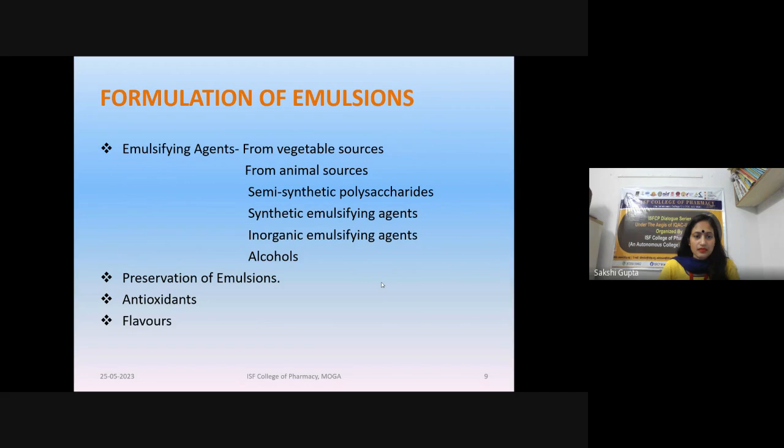For preservation of the emulsion, we have to add some preservatives also. In case of preservation, we will use methyl paraben and propyl paraben or benzoic acid. These are some of the examples of the preservatives that can be used to preserve the emulsions. Then we have to add some antioxidants to avoid the oxidation. And lastly, we will add some flavors like vanillin or benzaldehyde for the preparation of emulsions.